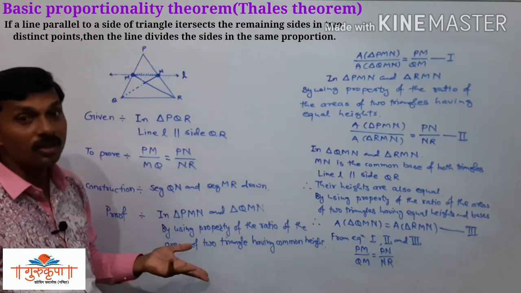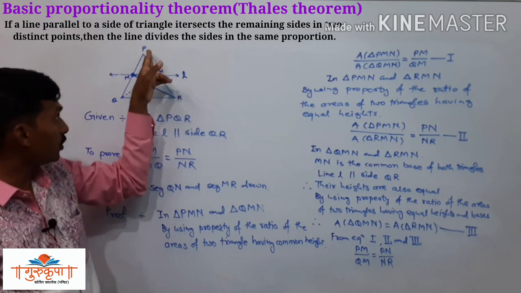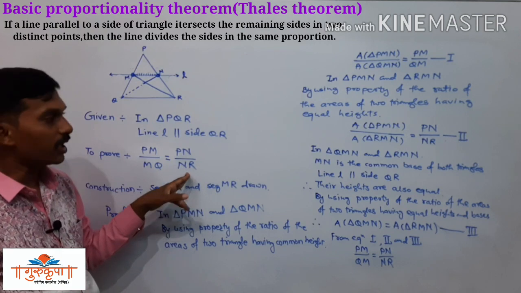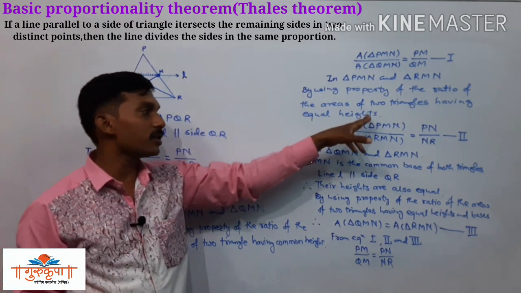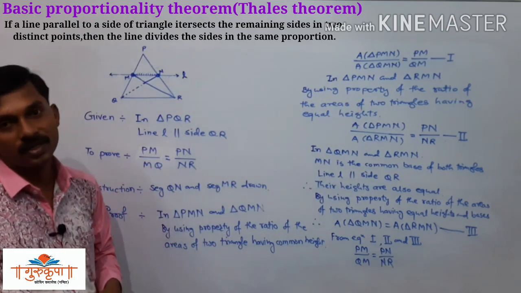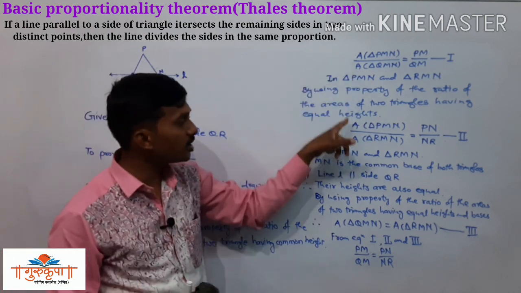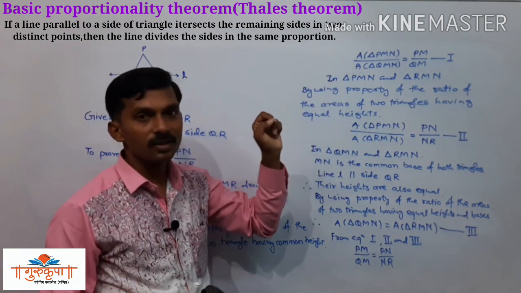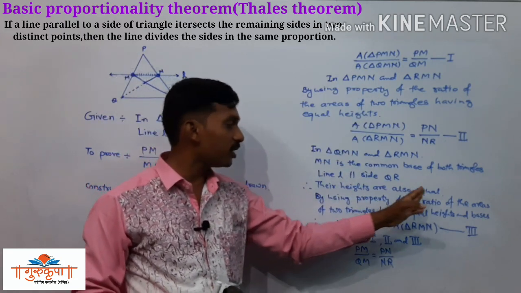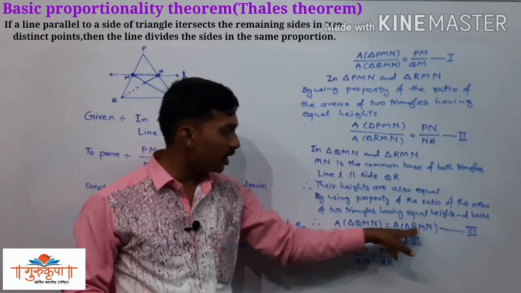Similarly, we determine two triangles here on the base PN and on the base NR. And again using the same property we write the ratio of the areas of those two triangles is equal to the ratio of their bases. But here also we have a minor problem. Their numerators are equal, but the denominators are not equal, and we proved that their denominators are also equal. That is, area of triangle QMN and area of triangle RMN are equal.